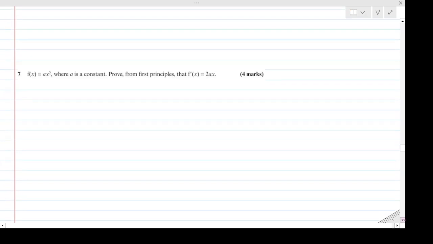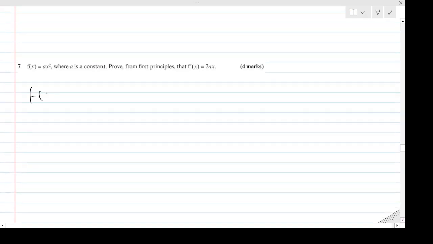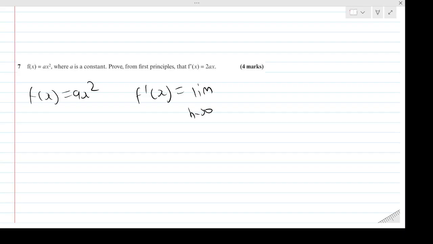Okay, now we've got this question then. So now I'm told f of x is equal to ax squared, for some number a. Prove from first principles that f dash of x is 2ax. So again, I'm going to do the same approach. So remember, f dash of x then, via the formula, is limit h tends to 0 of f of x plus h minus f of x over h.